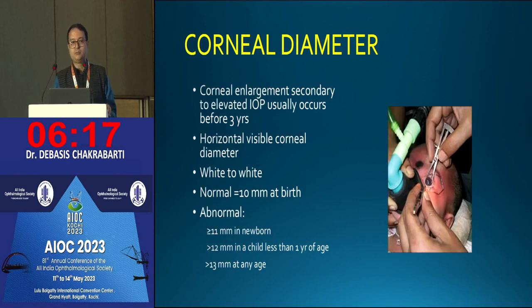Now, it's very important to measure the corneal diameter and to document the findings. The corneal enlargement secondary to elevated intraocular pressure usually occurs before 3 years, and for anatomical reasons, we usually measure the horizontal visible corneal diameter, or the HVCD. It's a white to white diameter that we measure. It's important to remember the normal findings. The normal finding is about 10 millimeter at birth, and the abnormal findings will be greater than or equal to 11 millimeter in the newborn, more than 12 millimeter in a child of less than 1 year of age, or more than 13 millimeter at any age.